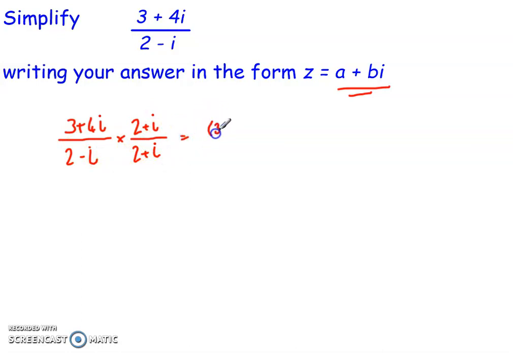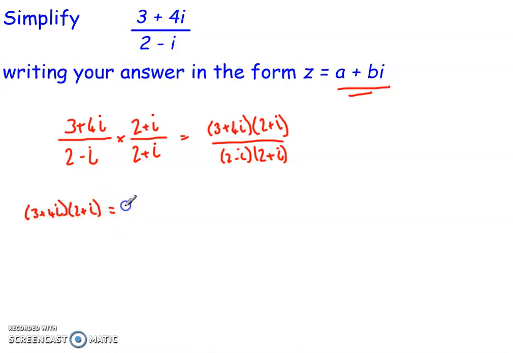What that would then mean is on the top I've got (3 + 4i) times (2 + i), over (2 - i)(2 + i). So I can take the top and the bottom, multiply them out and simplify them separately, stick it back together, and then I have my answer. If I look at the numerator to begin with, (3 + 4i)(2 + i), if I multiply that out, I get 6 + 3i plus 8i plus 4i squared.